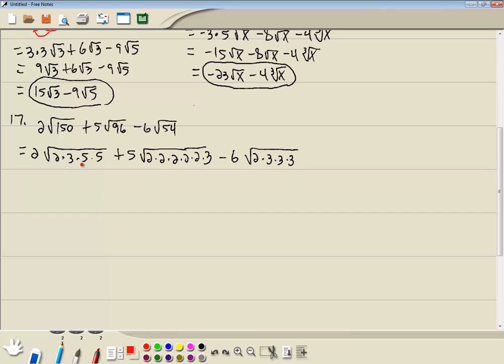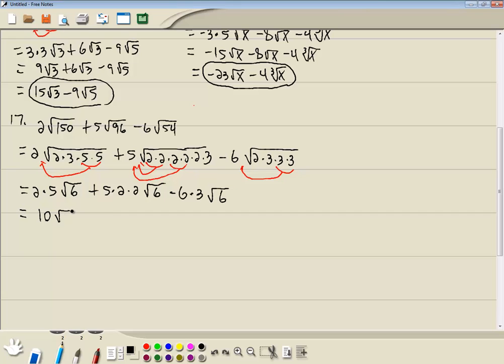Okay, so we're looking for pairs of something. Here's a pair of 5s. That's going to come out in front as a single 5. Here's a pair of 2s. That'll come out. Here's a pair of 2s. That'll come out. Over here, we got a pair of 3s. That'll come out. So we got 2 times 5, and then we're left with 2 times 3 inside, which is 6, plus 5 times, I bring one pair of 2's out and bring another pair of 2's out, and then we're left with 2 times 3 inside, which is 6, minus 6, and we bring that pair of 3's out as a single 3, and that leaves us 2 times 3 inside, which is 6.